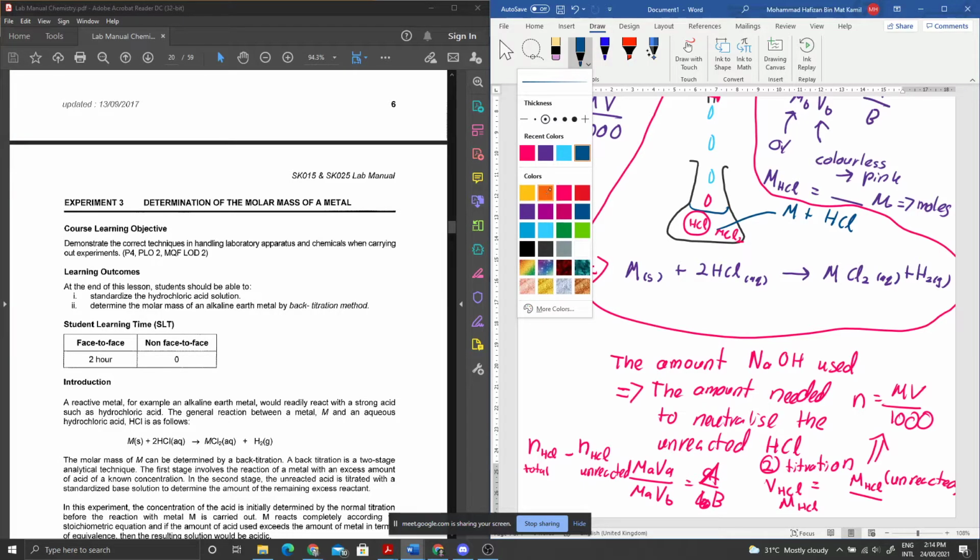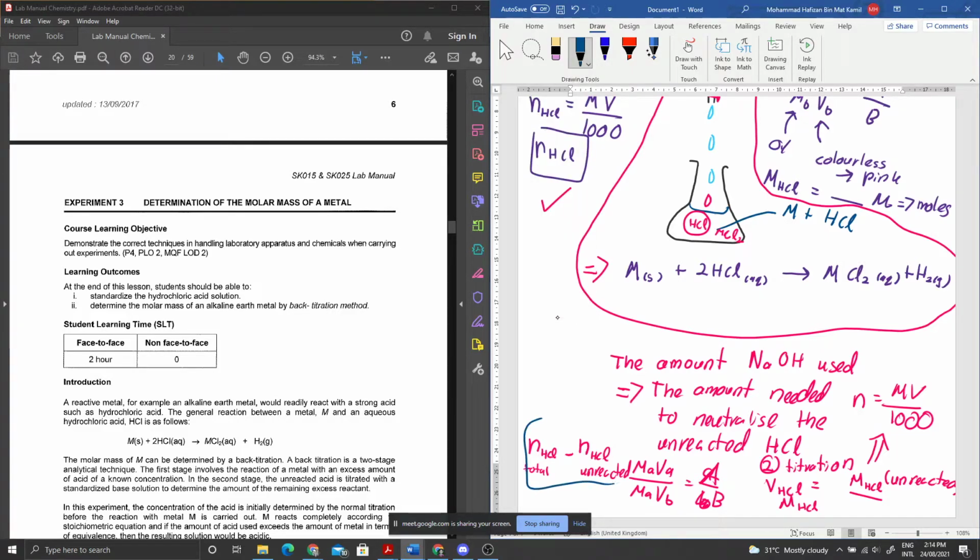So daripada sini, you boleh dapat the number of moles yang HCl react dengan metal. So bila you dapat dia punya moles, and then you boleh guna stoichiometric coefficient untuk stoichiometric comparison untuk cari the molar mass of metals.